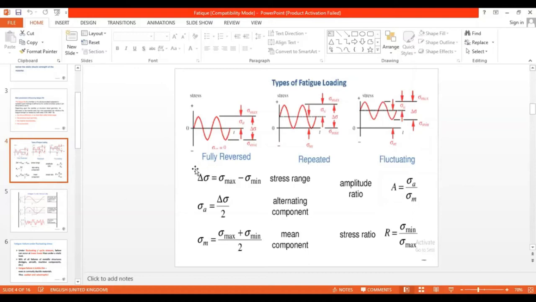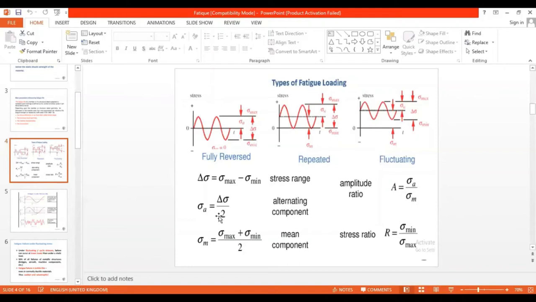So delta sigma is sigma max minus sigma min. Delta sigma means difference, right? In the previous slide we saw stress difference. So that's this, sigma max minus sigma min. So this region is the stress range, all right?